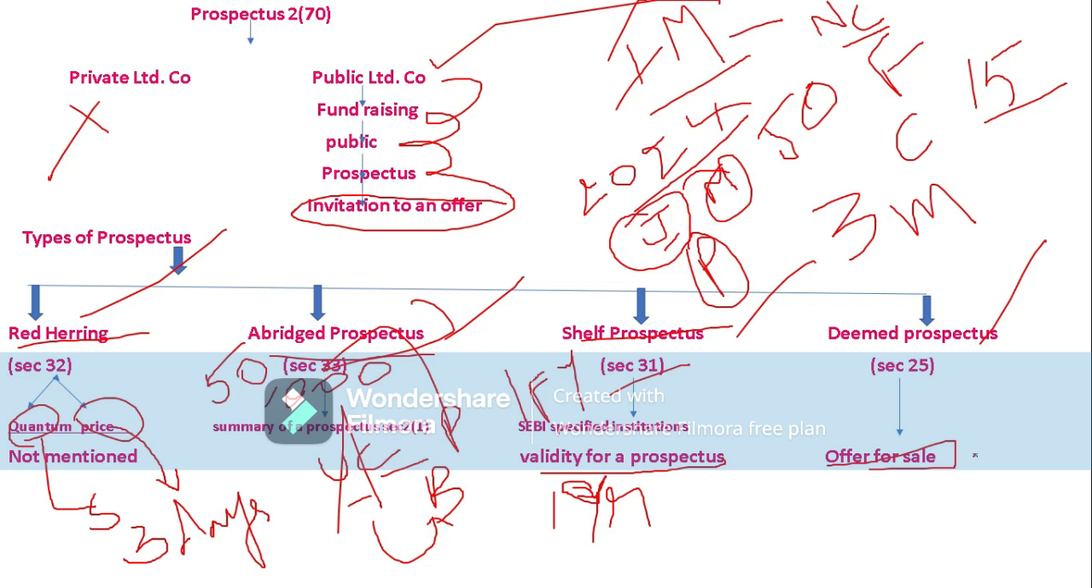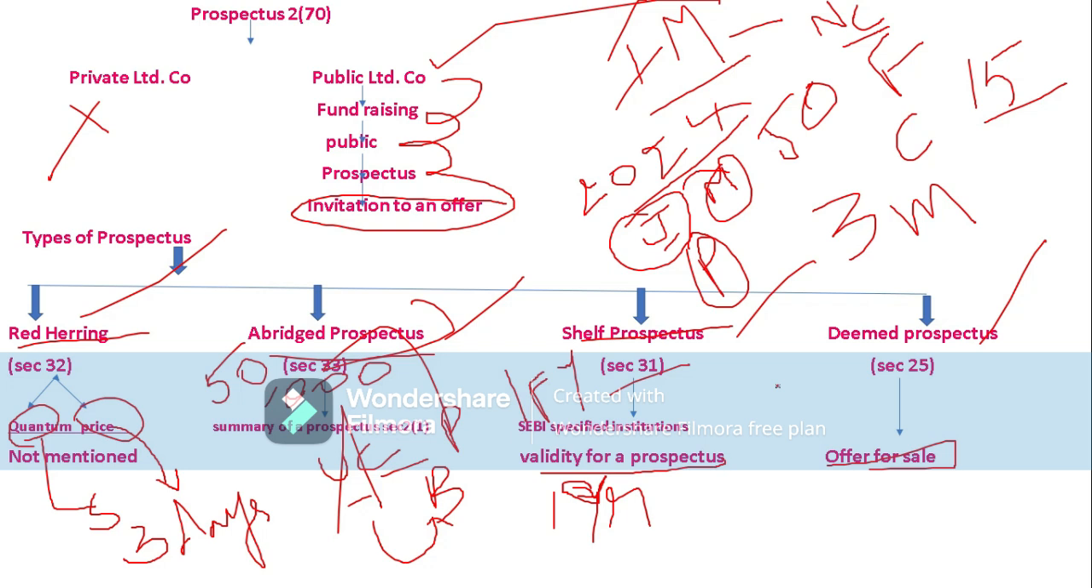So we can say that a deemed prospectus means an offer for sale is made to the public. That is known as a deemed prospectus. Here they cannot leave some shares for company persons. If they want to do that, they have to mention it in a prospectus. So this is about the deemed prospectus.